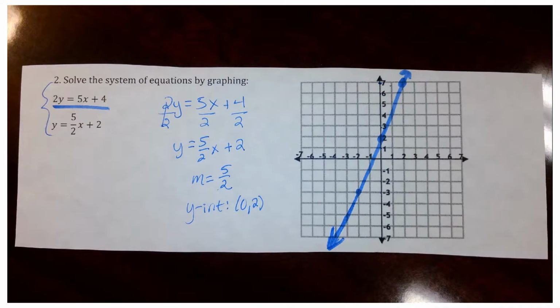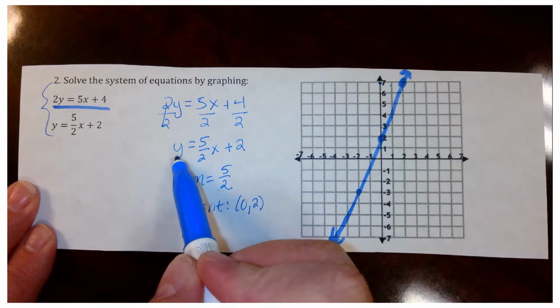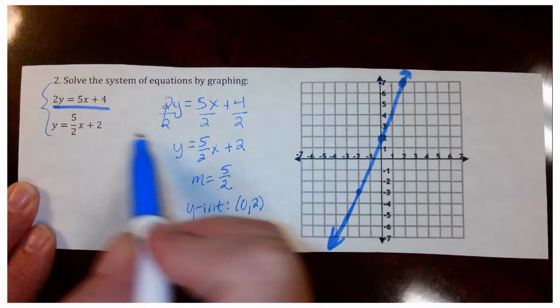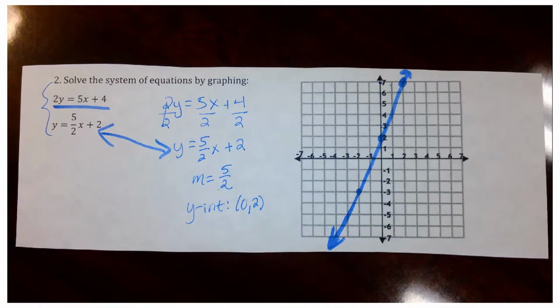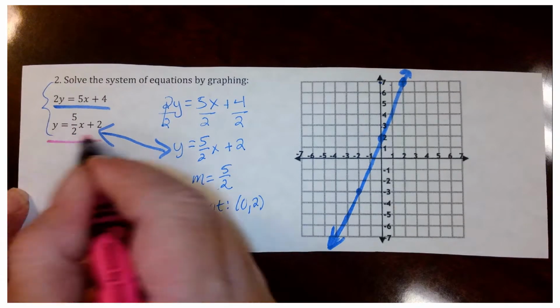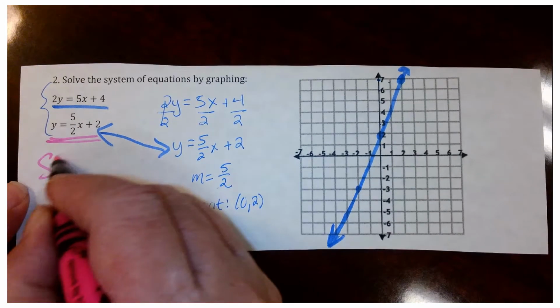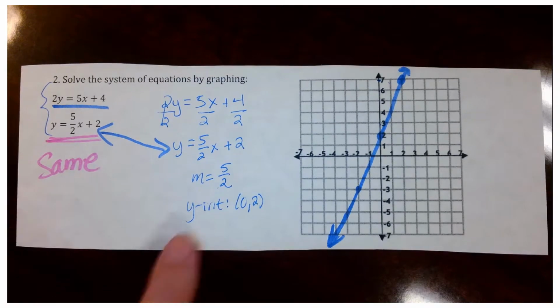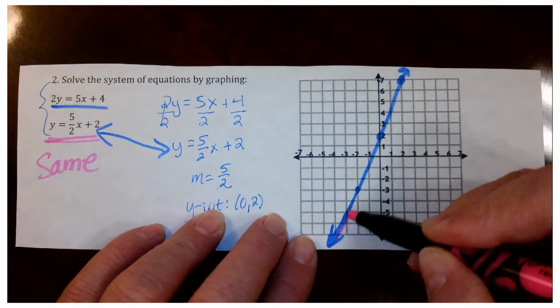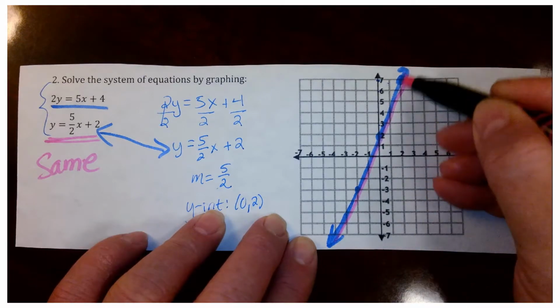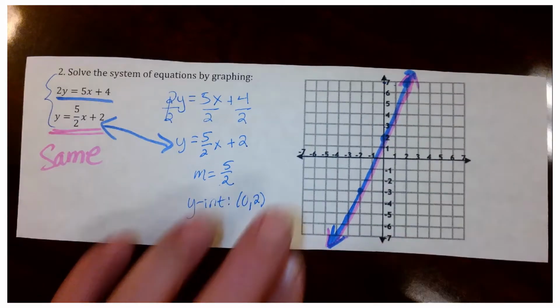Okay, so let's look at our other equation. What do you notice about this one and this one? Do they look the same to you? They are. This particular equation is the same as this equation. So there's really no need for me to graph it. It would just lie right on top of this one because it's the same line.